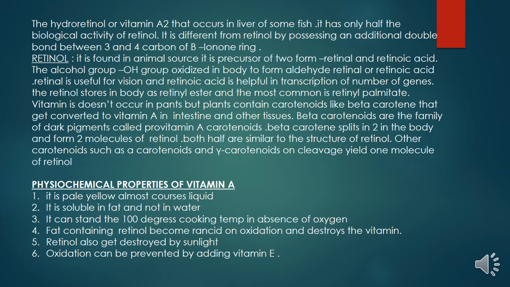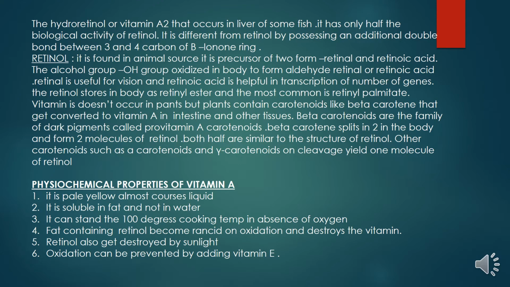Retinol is found in animal sources and it is the precursor of two forms, retinal and retinoic acid. The alcohol OH group is oxidized in the body to form the aldehyde retinal or retinoic acid. Retinal is used for vision and retinoic acid is helpful in the transcription of a number of genes. Retinol is stored in the body as retinyl ester and the most common form is retinyl palmitate.